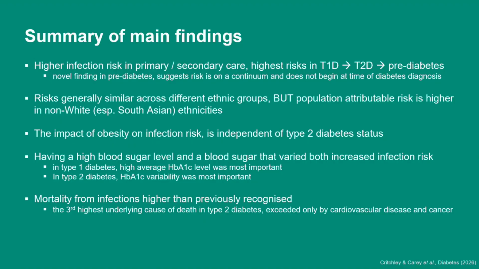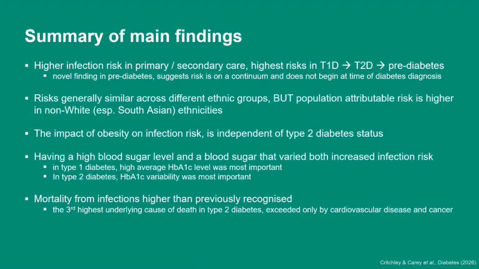So what we can conclude is that across both primary and secondary care, there is a higher risk of infection in type 1, type 2, and pre-diabetes. And what we can see with the higher infection risk in pre-diabetes suggests that this is a continuum and doesn't actually start at the time of the diagnosis of diabetes. When we stratify this by ethnicity, we can see that the rates are generally quite similar across the ethnic groups, but the population risk is substantially higher within the South Asian population, likely related to the higher prevalence within the South Asian population group.